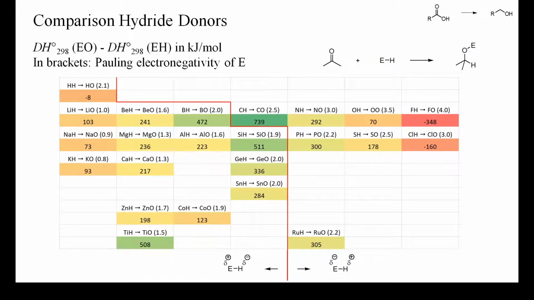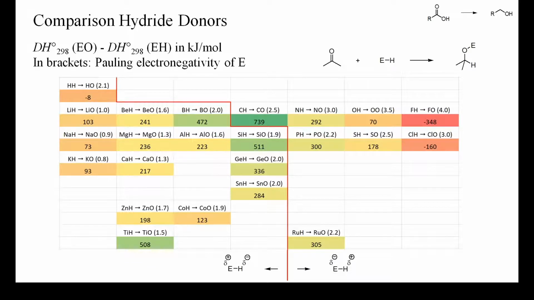To estimate the suitability of potential hydride donors as reducing agents, I have calculated the differences between the bond dissociation enthalpies for element-oxygen and element-hydrogen bonds. These numbers are in the colored fields, green indicating a high exothermicity for the conversion of an element-hydrogen bond into an element-oxygen bond.